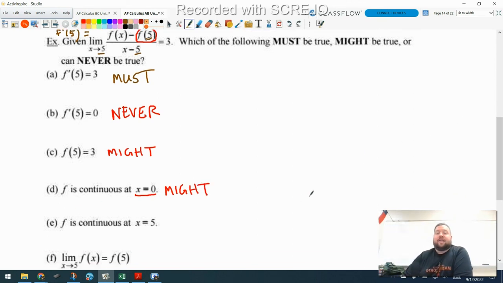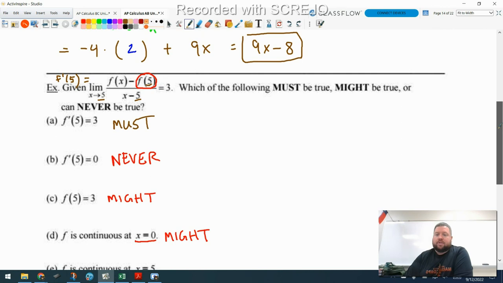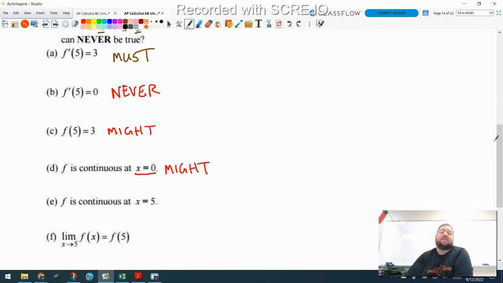All right, f is continuous at x equals 5. Okay, now we're talking. We know that the derivative exists at x equals 5 because the derivative is equal to 3. And if the derivative exists, that means that the function must have been continuous at x equals 5. All right, so we're up on a must here.